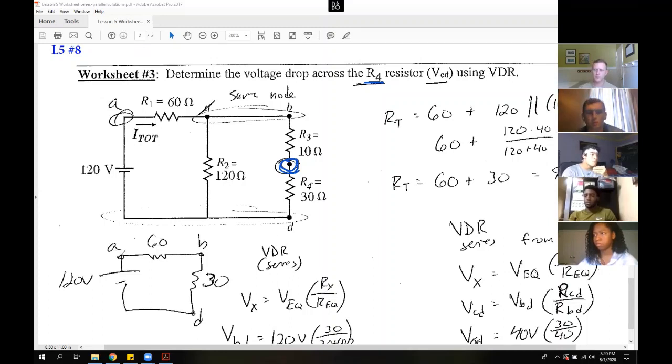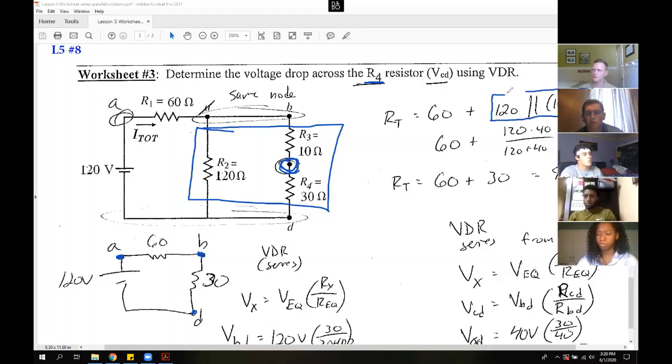So for the first one, and here's an example of where redrawing helps, if I redraw and simplify all of these into one equivalent resistor, that's this right here, right? There's the box. And so those together make 30. And so I've put this 60 in series with 30, and I can do a VDR to find the drop from B to D, right? The Rx in this case is 30, the R equivalent is 60 plus 30, and the voltage source is the total. So that would give me the voltage from B to D.